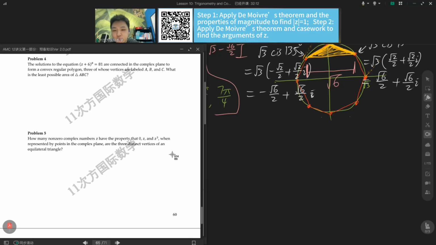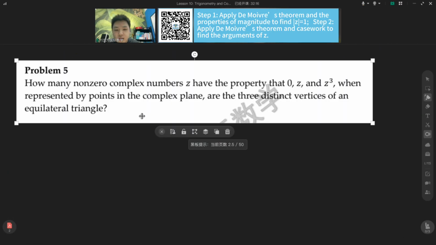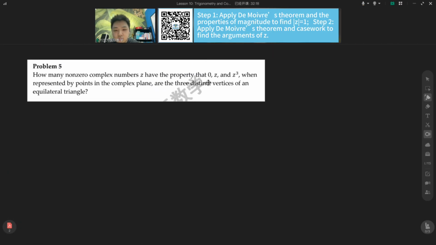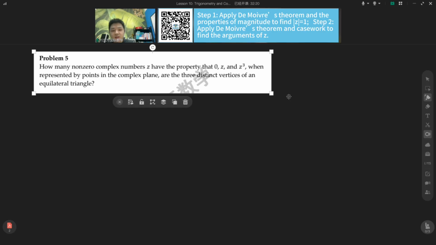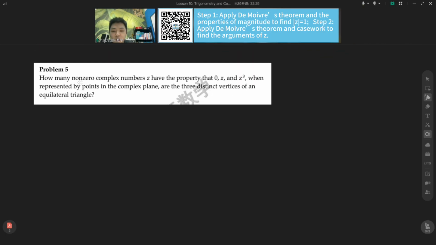Yeah, number 5 is a really typical problem after like problem 15. 第15题以后的一个标准题。How many non-zero complex numbers Z have the properties that these numbers are distinct vertices of an equilateral triangle?